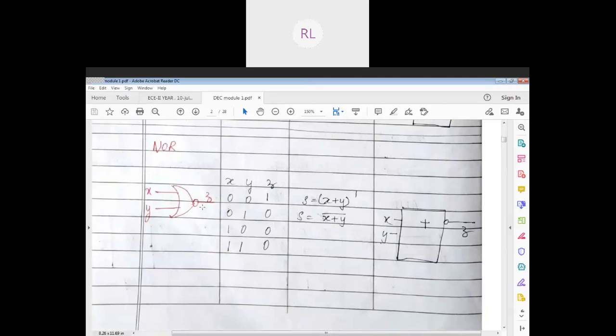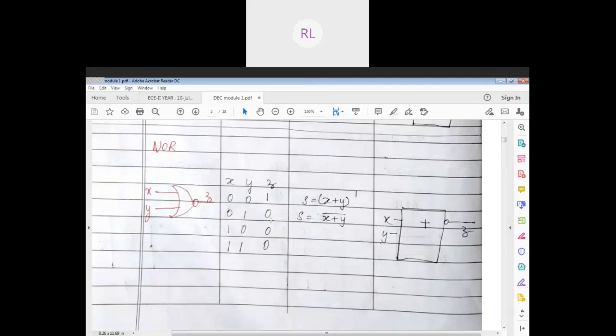NOR. So it's a combination of OR gate with a bubble, and the equation is going to be x plus y. Suppose I don't use this, it's just going to be an OR gate. So since I'm using this dash, it's going to be a NOR gate, and I'm using a bar here, which is nothing but negating whatever you are adding. So that's a NOR gate.